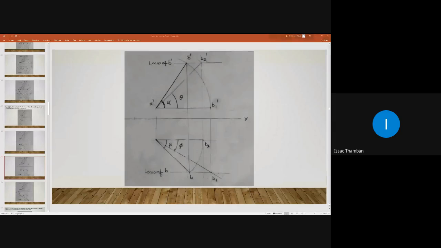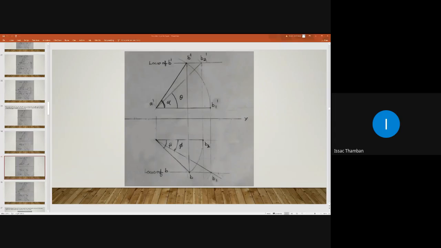Abhishek H. Hello? Have you finished the problem? Have you finished the problem? No, sir. Arun Das. Yes, sir. Have you finished the problem? Yes, sir.